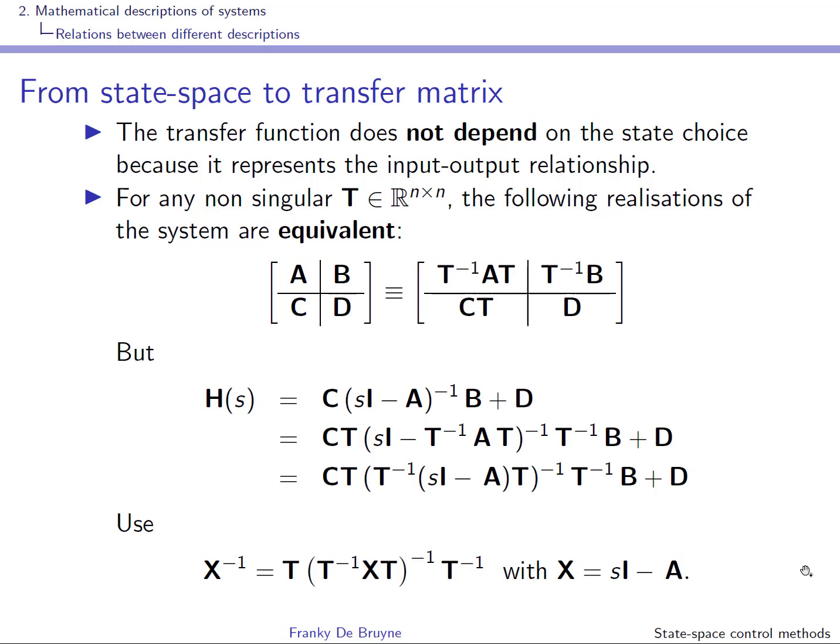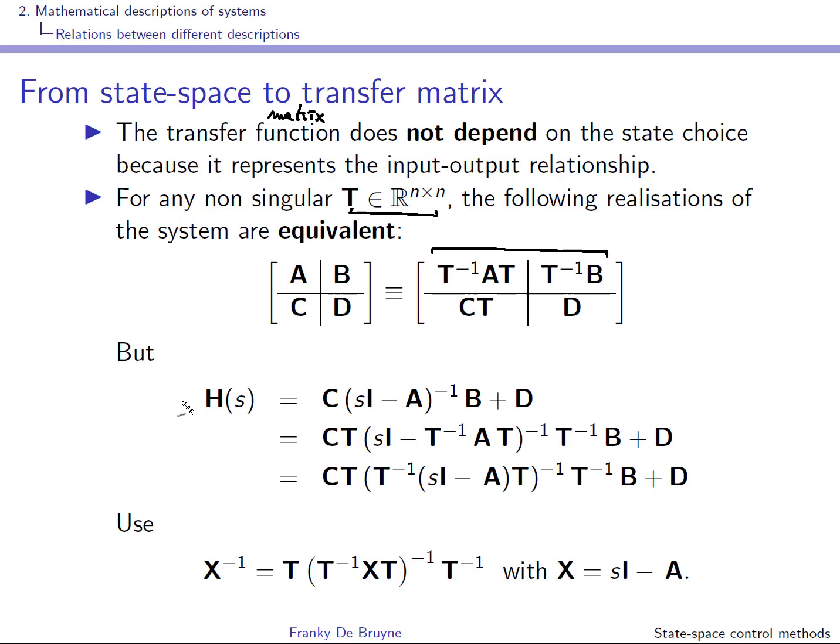Well, remember that the state space representation is non-unique. If this is a realization of the system, okay, this is the state space description of the system, well, then you can take any non-singular matrix T that is in R^(n times n), and you can construct as many other realizations as you want. But what we will see is that the transfer function, or the transfer matrix in this case, does not depend on the realization that you've chosen.